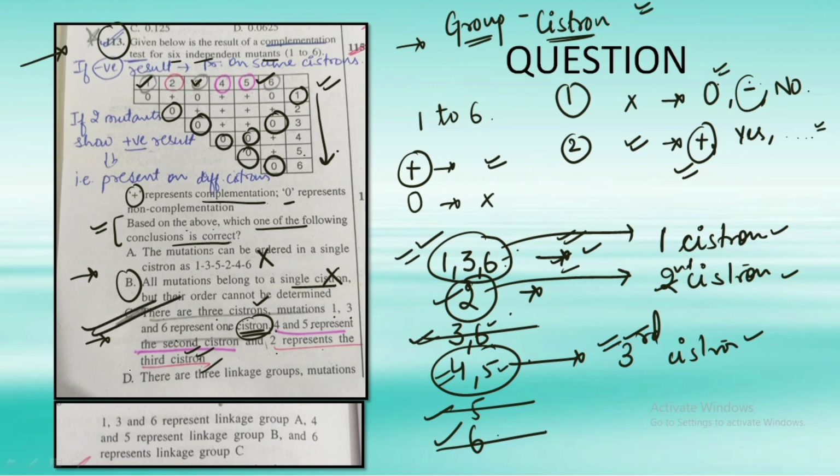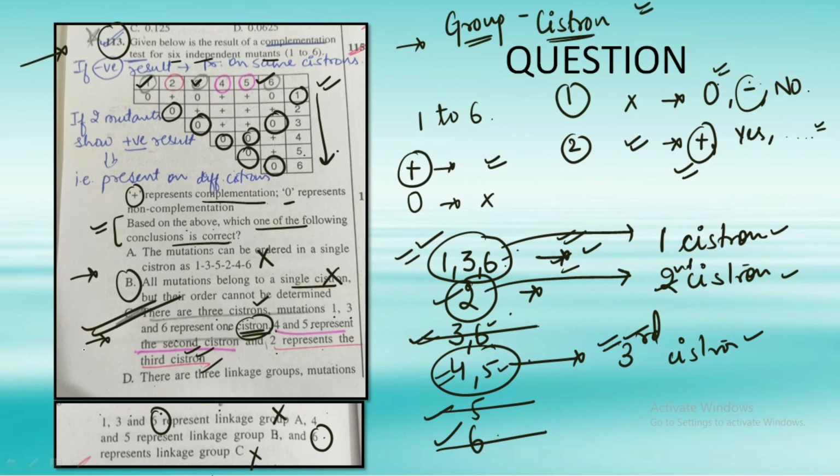Let's read out option D also. It says that there are 3 linkage groups present. Mutation 1, 3 and 6 represent linkage group A, 4 and 5 represent linkage group B and 6 represents linkage group C, which is an incorrect statement. Why? Because it is saying that 6 is present in 2 forms, which is a very wrong statement. I have just explained that one mutant could be present in only one complementation group, or in only one cistron. Hence, C is the correct answer for this particular question.